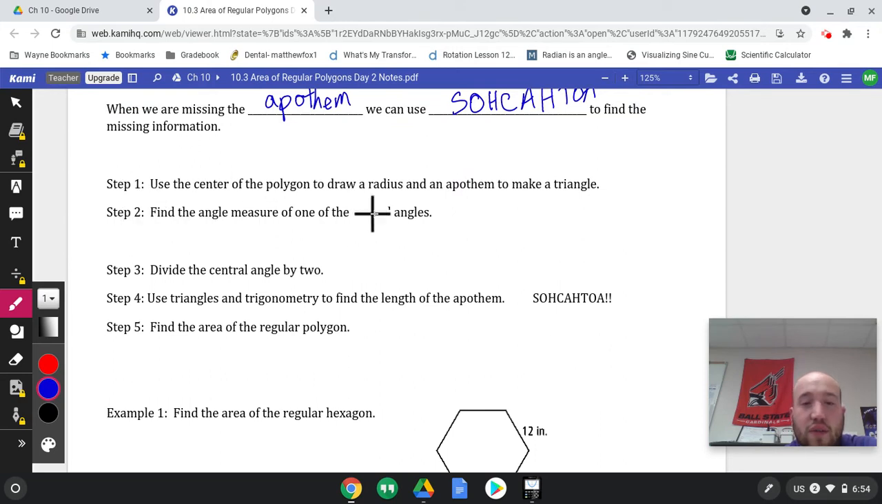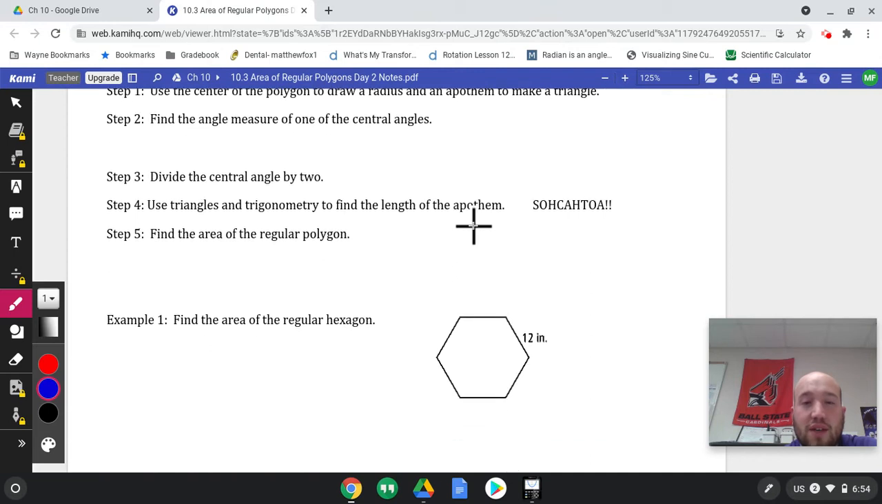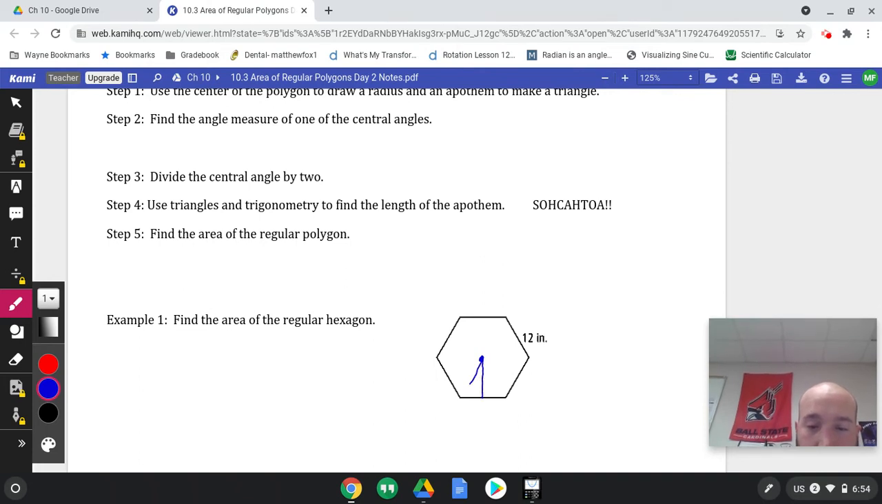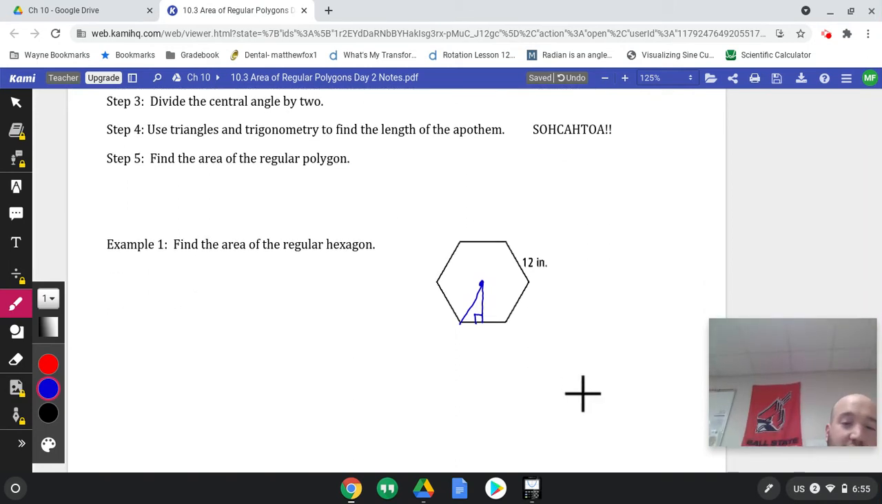So step 1, use the center of the polygon, draw a radius and an apothem to make a triangle. If we use the center here, I'm going to draw the radius here and the apothem. The one to the corner is the radius, and the one to the side forming the right angle is the apothem. If I zoom in so we can see it better, I want to know what the apothem is. If I know the apothem, I can solve this problem.